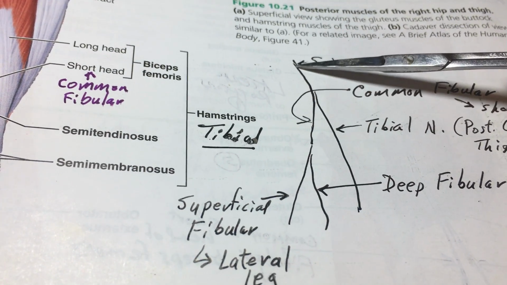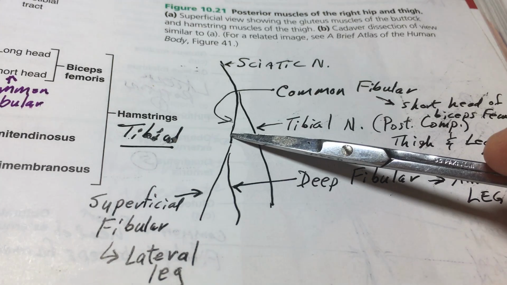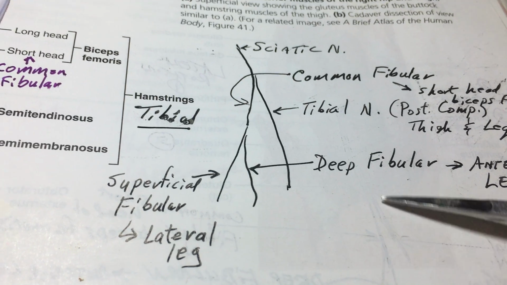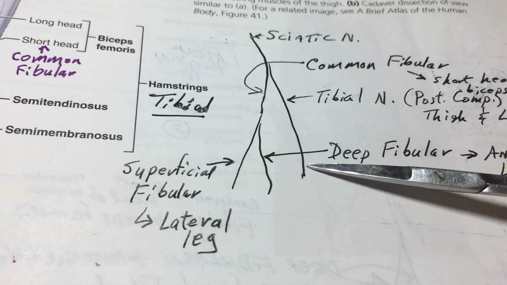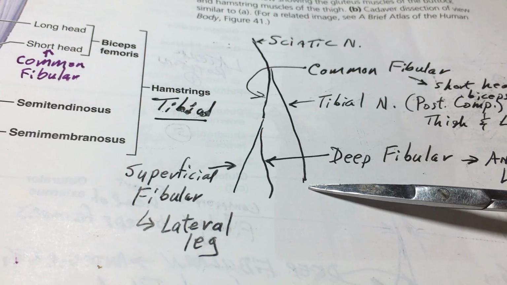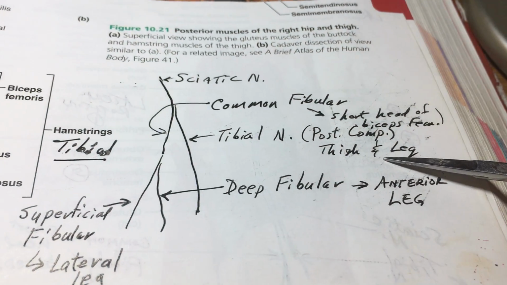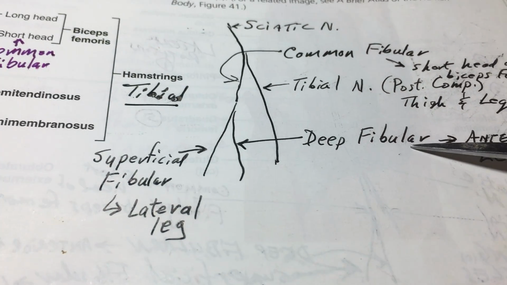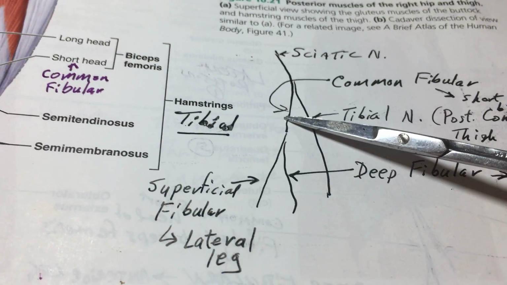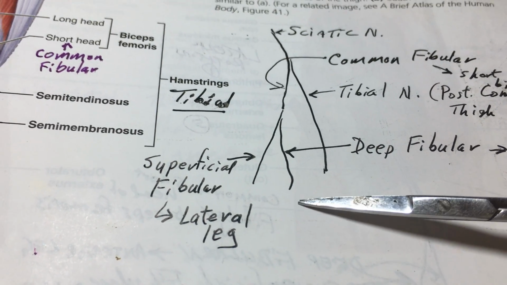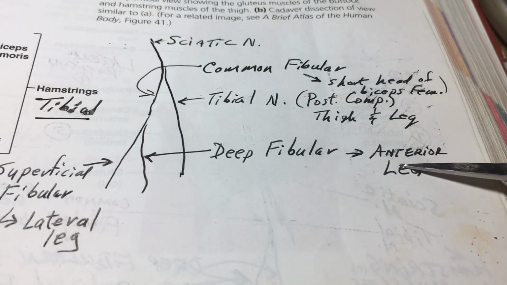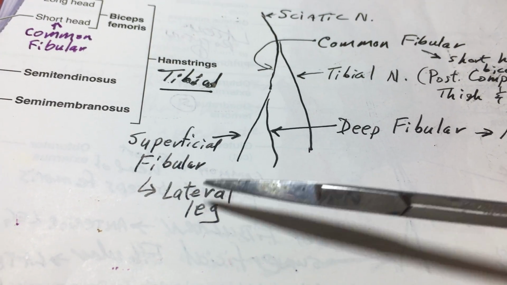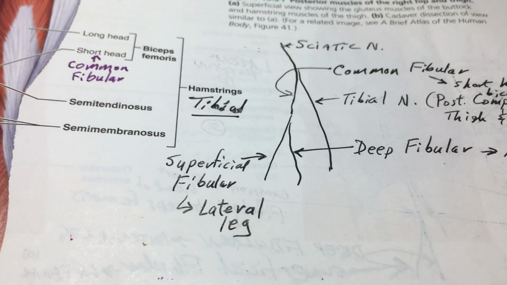Recall that the sciatic divides into the common fibular and the tibial. And the tibial is going to take care of the posterior thigh, but also the entire posterior leg at every level and the foot. So that's part of this program, posterior leg and foot. Over here we have the deep fibular branching off of the common fibular. Deep fibular is going to take care of the anterior leg. And then over here, the superficial fibular is going to take care of the 2 muscles of the lateral leg.